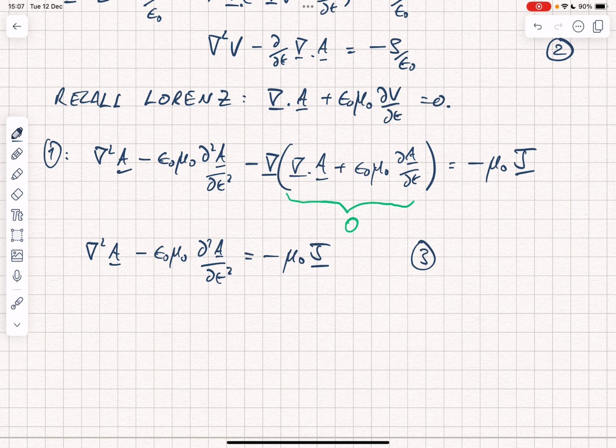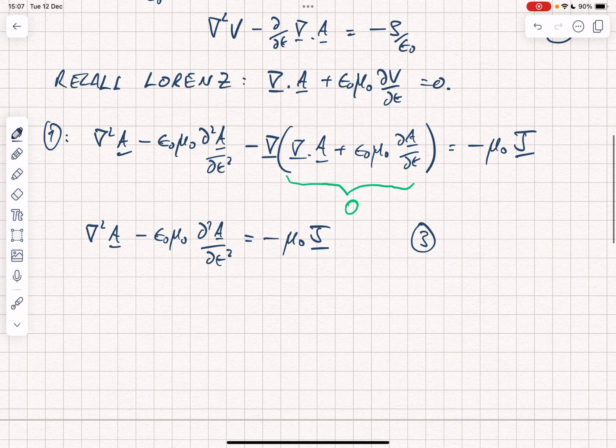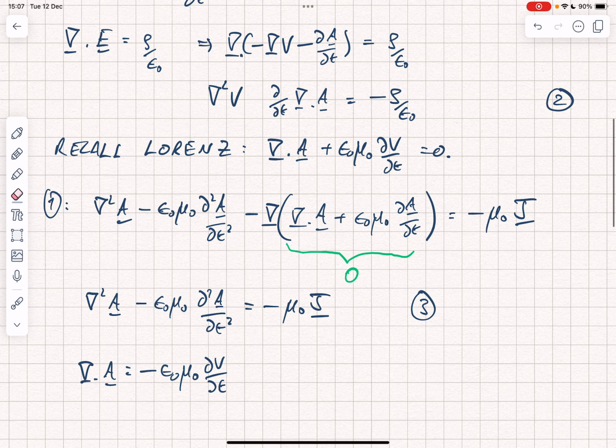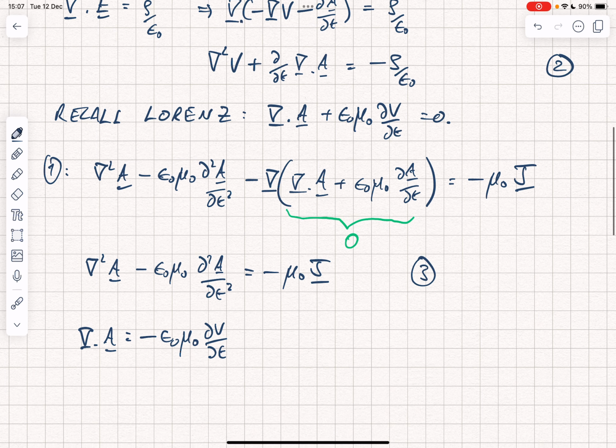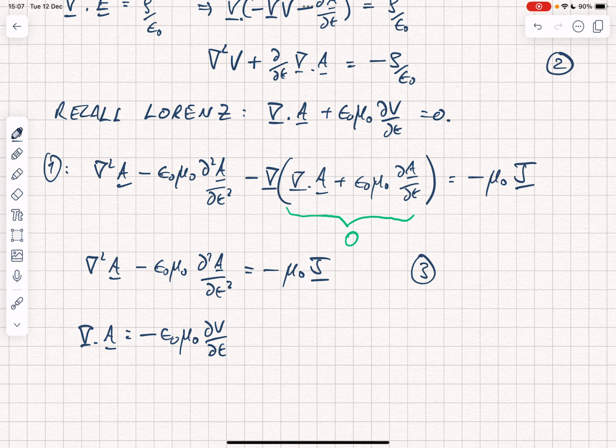Now, how do we use the Lorenz gauge for the potential? So in the Lorenz gauge, we have that the divergence of A is equal to minus epsilon naught mu naught dV by dt. And I'm just wanting to check that I haven't lost a minus sign. I have lost a minus sign. This should have been a plus up here, when I multiplied through by minus 1. I'm sorry about that. I realised that as I was writing it out.